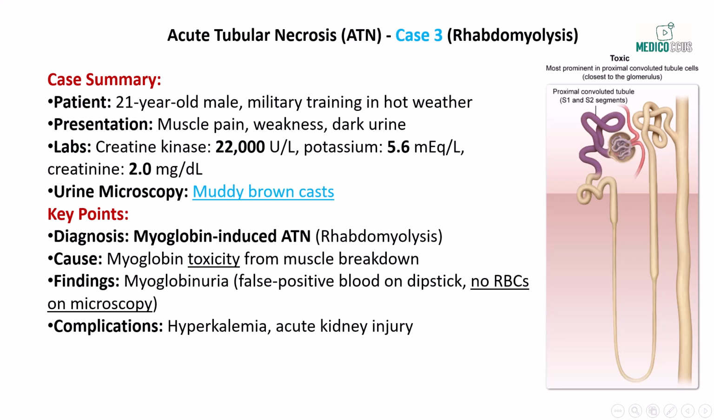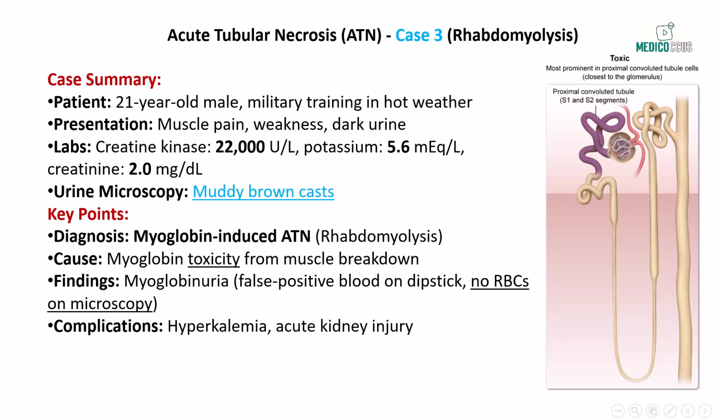This not only leads to ischemic injury, but also induces renal vasoconstriction. The heme pigment in myoglobin cross-reacts with the urine dipstick, causing a false positive result for blood. But urine microscopy will show no red blood cells, confirming myoglobinuria.